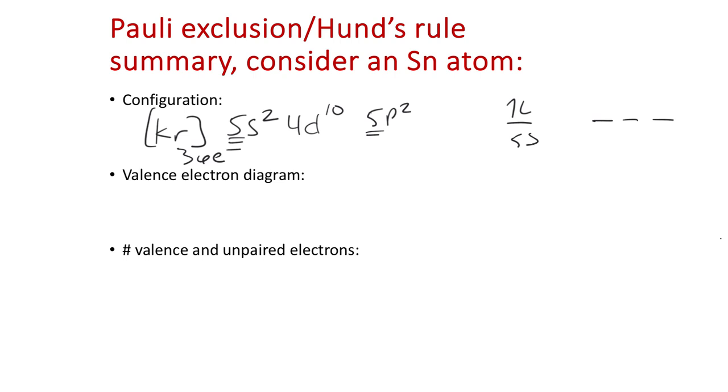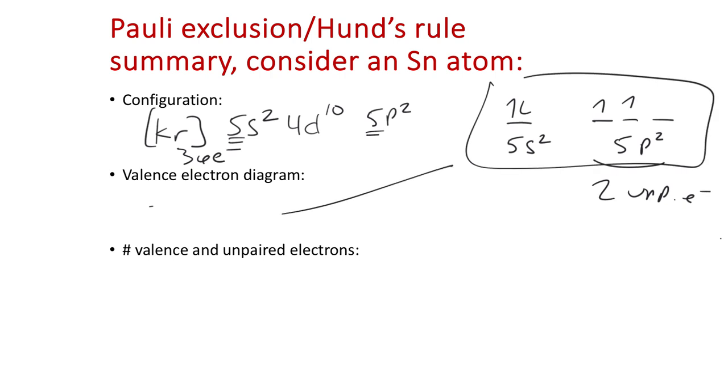5s2, and then 5p. Write these. So 5s2, and then 5p2. And we've got a spin pair, and the 2 p electrons still follow Hund's rule. So we have 2 unpaired electrons. Our valence diagram would be this here, because we show the valence electrons in the valence electron diagram. So we have the 2 unpaired electrons, and then all 4 of those electrons shown are valence electrons.